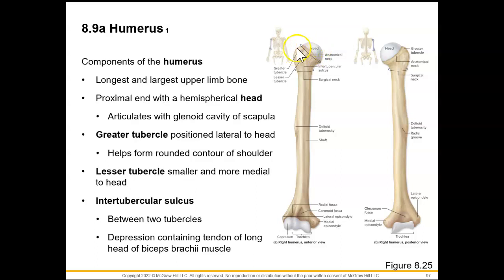On here we see a greater tubercle that is positioned lateral to the head, and it helps form a rounded contour of our shoulder. Our lesser tubercle is going to be smaller and more medial to the head. And in between these two tubercles, we have an intertubercular sulcus. This is a depression that contains the tendon of the long head of our biceps brachii muscle.